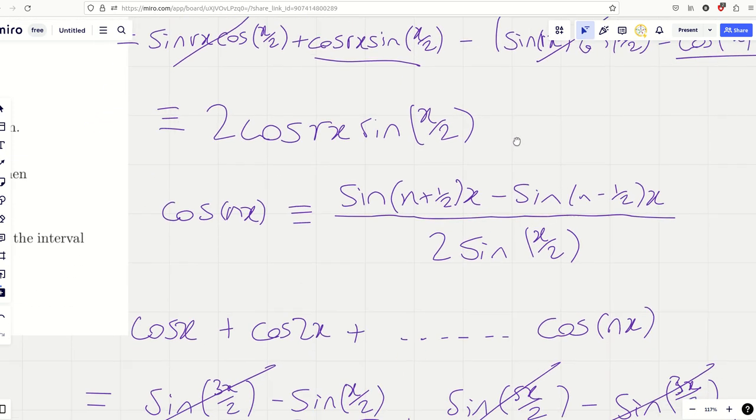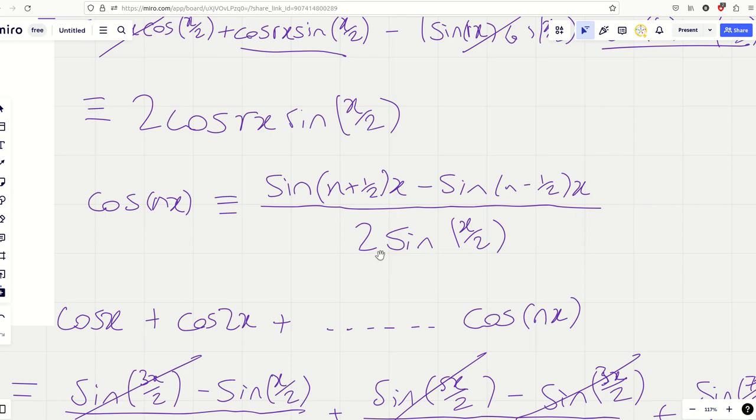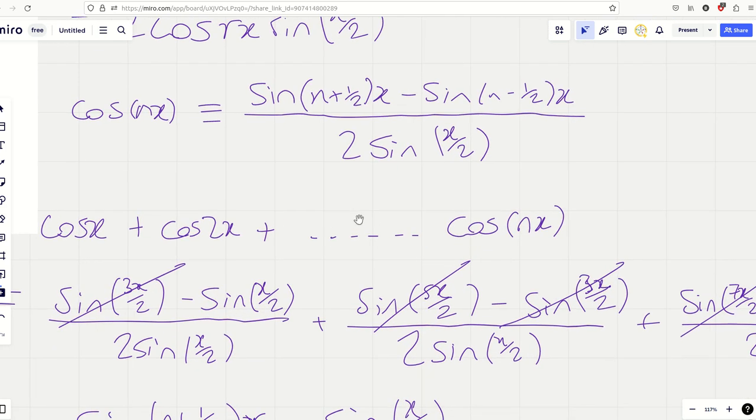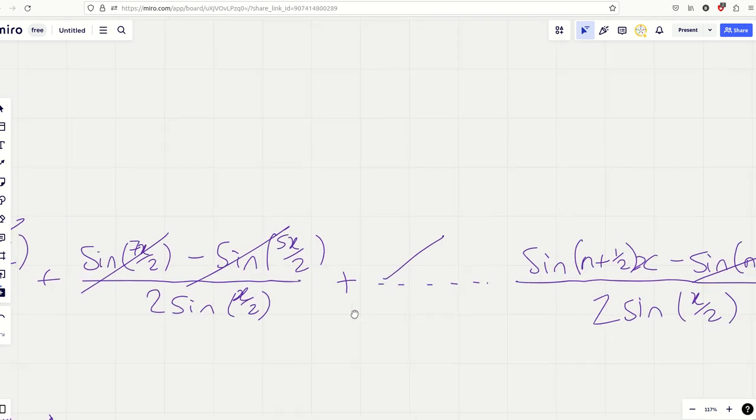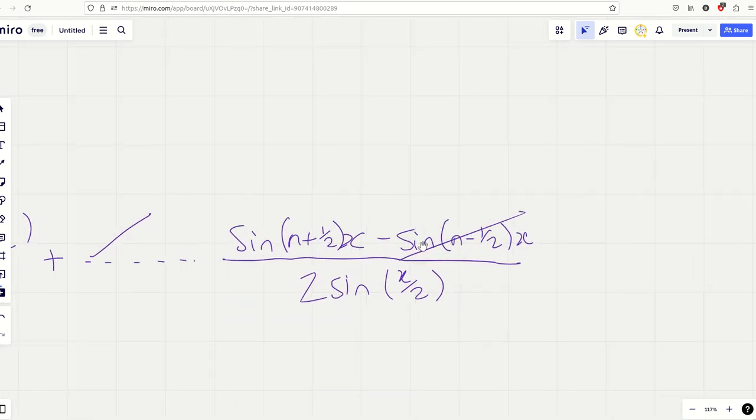So how could I use this? Well, if I use this, I get what's called a telescoping sum, which is just a sum where the middle terms cancel. Now, cos x is obviously, well, n is 1, so we've got sine 3x over 2 there, and sine x over 2 on the back, all over 2 sine x over 2. Plus, when n is 2, you're going to get sine 5x over 2 minus sine 3x over 2 over 2 sine x over 2. When n is 3, you're going to get sine 7x over 2 minus sine 5x over 2 over 2 sine x over 2. All the way up to the last term, which is just going to be sine of n plus a half x minus sine of n minus a half x over 2 sine x over 2.